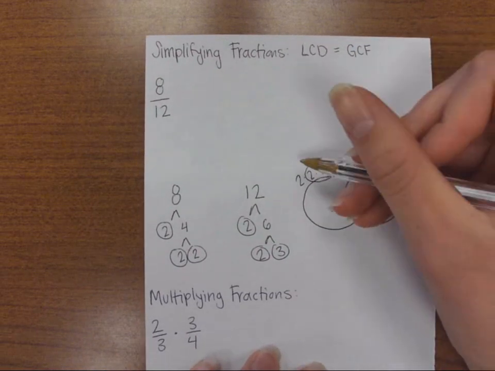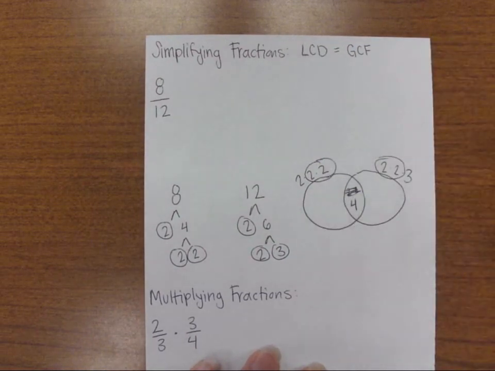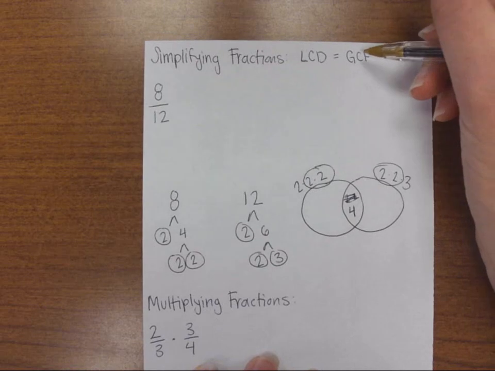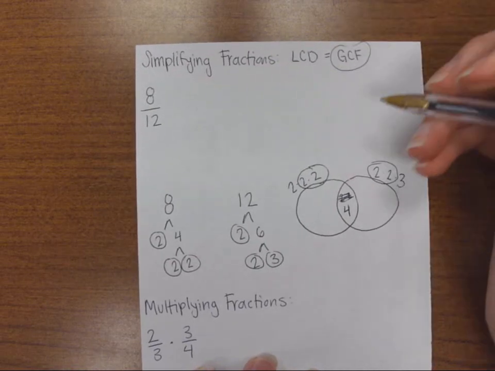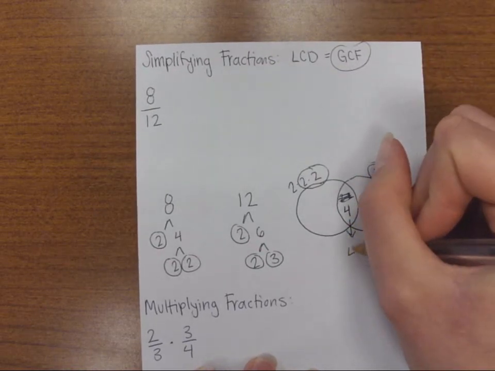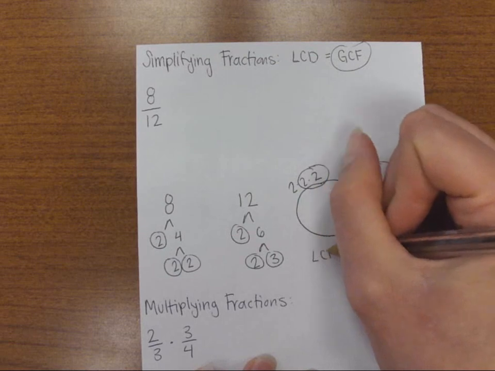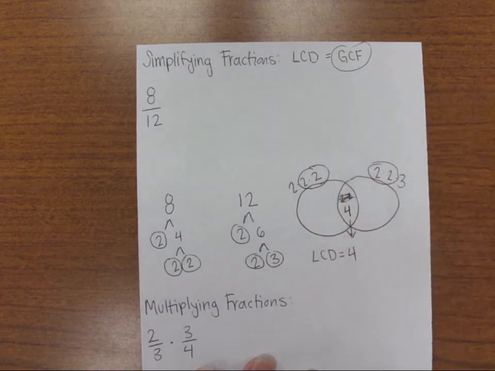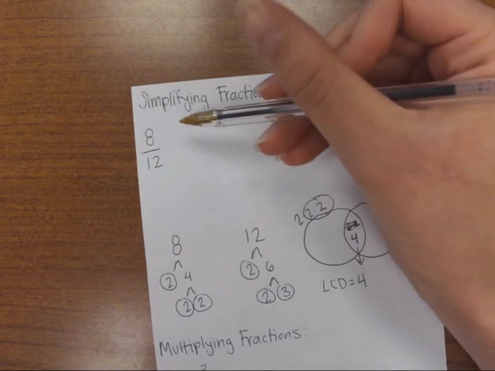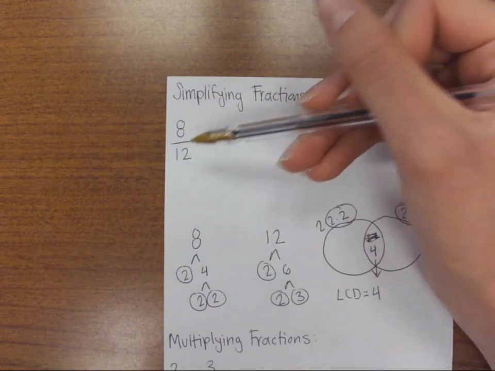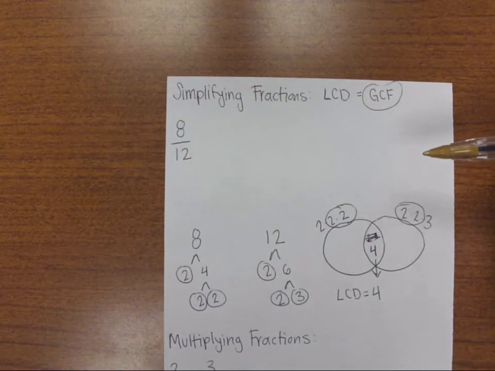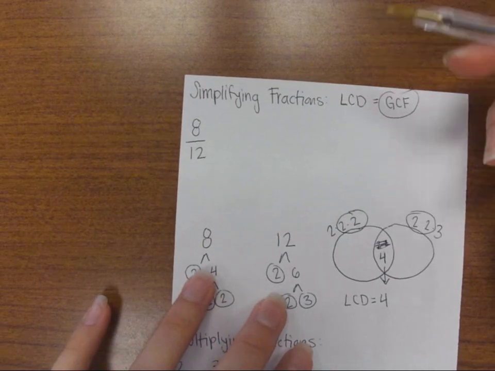Okay, I don't care about what's left over because I'm not finding the least common multiple. I'm finding the greatest common factor. So my 4 comes out, and my least common divisor, or my greatest common factor, is a 4. So now I know a factor that both 8 and 12 have in common, and it's the biggest factor they have in common. I can use that to simplify my fraction.